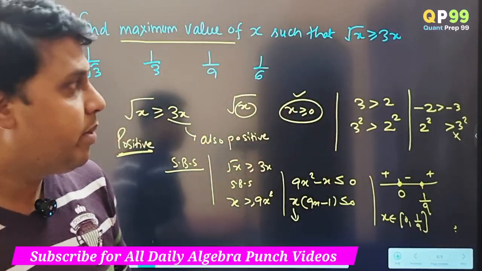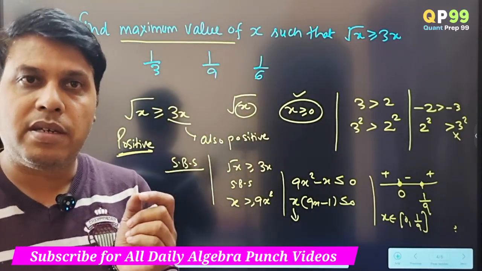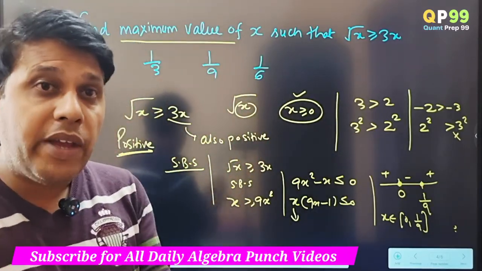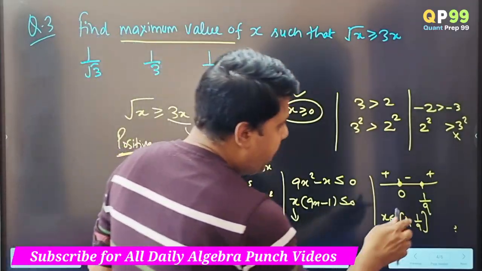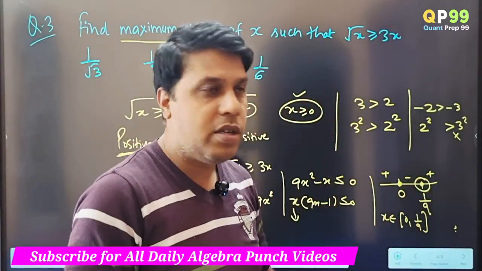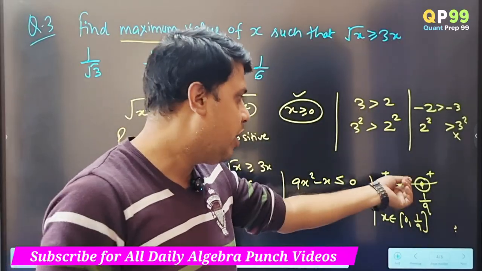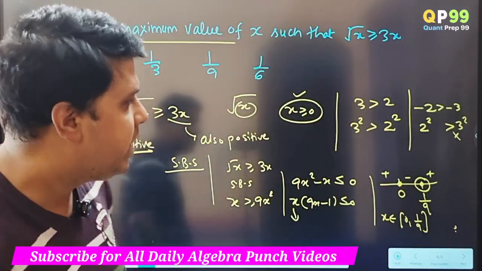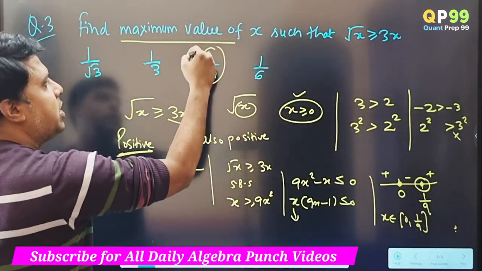So from 0 to 1 by 9, this inequality is true actually. But I want to find the maximum value. So the maximum value occurs at x equals 1 by 9, because we cannot move beyond 1 by 9, and it cannot go less than 0 also. So the maximum value of this expression is 1 by 9.